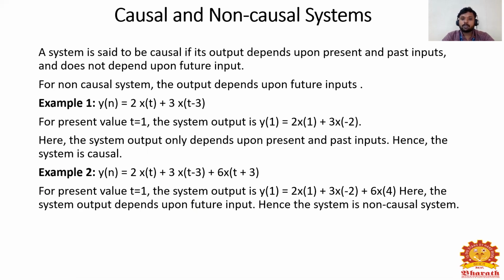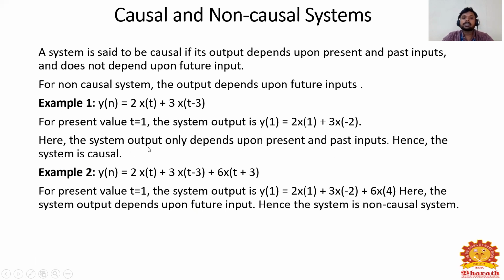If the output depends upon the future input, then the system is called a non-causal system. So let us see an example for causal and non-causal systems. y of t is equal to 2x of t plus 3x of t minus 3. For the present value t is equal to 1, substitute t is equal to 1. The system output will become y of 1 is equal to 2 x of 1 plus 3 x of minus 2.